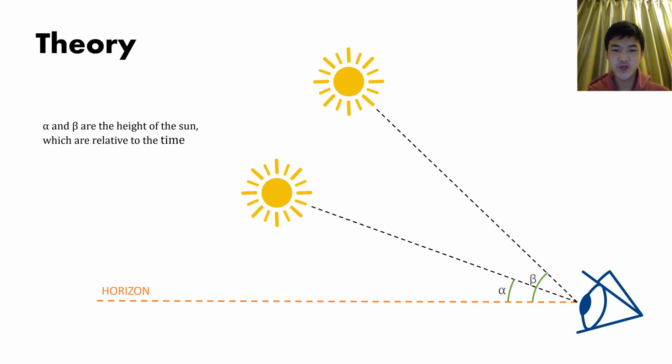For my Sundial project, I've decided to take a slightly unconventional approach by programming a rather simple software that can calculate the time. Firstly, a conventional sundial functions because the angle of the sun in the sky, alpha and beta in this diagram, is relative to the time.